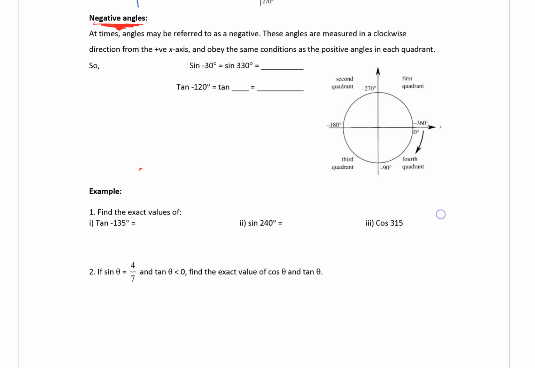We'll now extend our understanding of the connection between the acute angle and obtuse and reflex. We'll extend that same understanding now in terms of negative angles. So we've come across negative angles before because you have graphed angles.